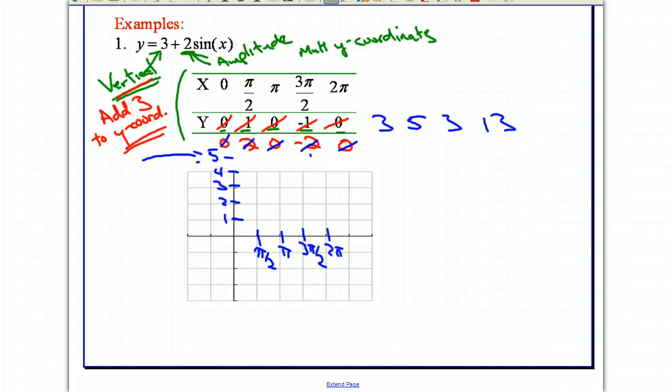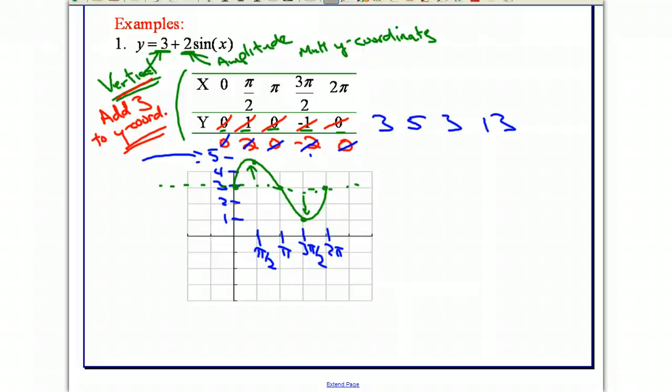And I plot my points. When x was 0, my y-coordinate was 3. Then it went up to 5. Then it's back to 3. Then it's to 1. And then it's to 3. I connect with a nice smooth curve. Look, guys, it's my same sine graph, but it was shifted up 3. So I can see the middle of this graph is 3. And from there, the amplitude is 2. It goes down 2 or up 2. And that is my new graph. A little bit of work to get it, but it's kind of cool once you do.